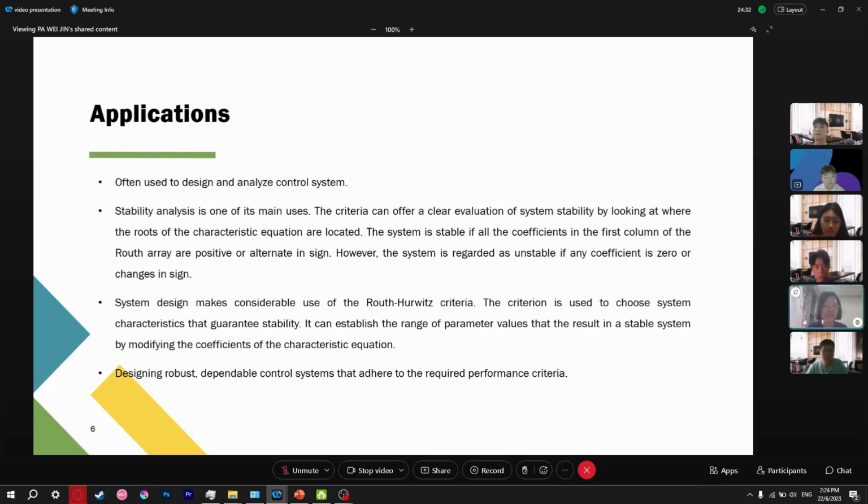System design makes desirable use of the Routh-Hurwitz criterion. The criterion is used to choose system characteristics that guarantee stability. It can establish the range of parameter values that result in a stable system by modifying the coefficients of the characteristic equation. This helps in designing robust, dependable control systems that adhere to the required performance criteria.